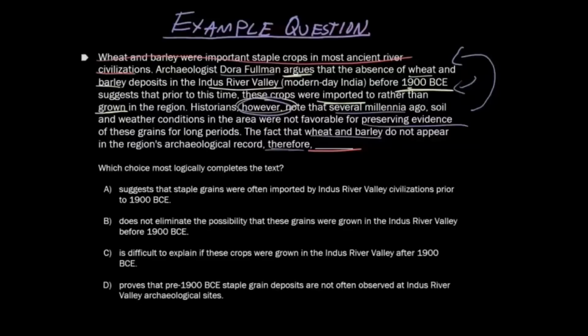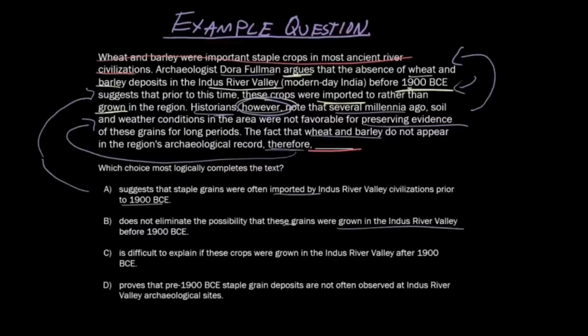Right? So A suggests that staple grains were often imported by Indus River Valley civilizations prior to 1900 BC. No. This, therefore, is trying to prove the historians, however. A is trying to prove Dora Fulman's point here, right? Now B says does not eliminate the possibility that these grains were grown in the Indus River Valley before 1900 BCE. I would say this is the correct answer.